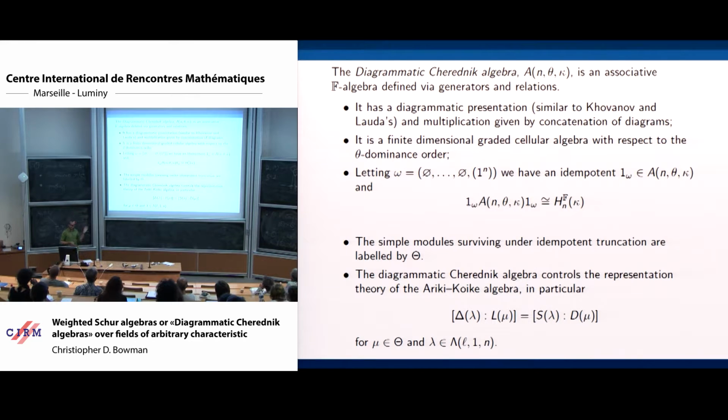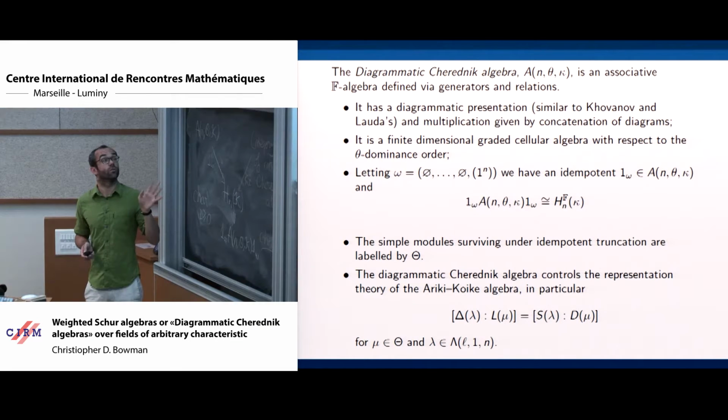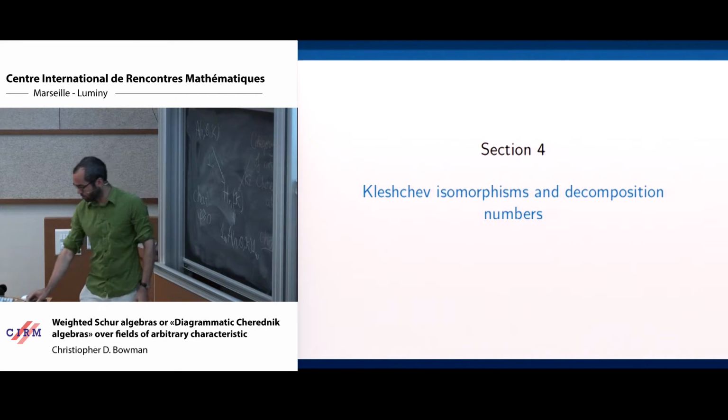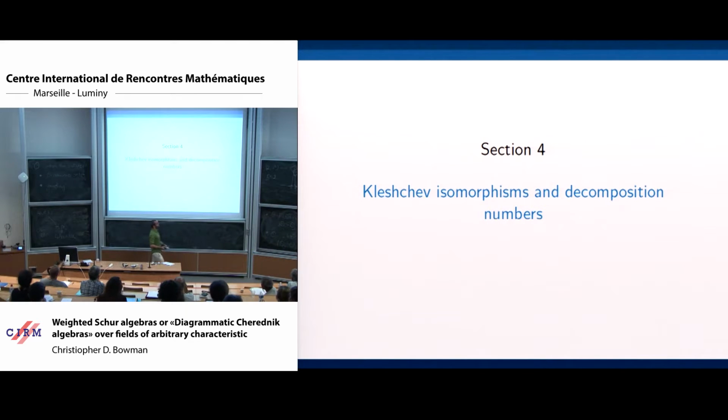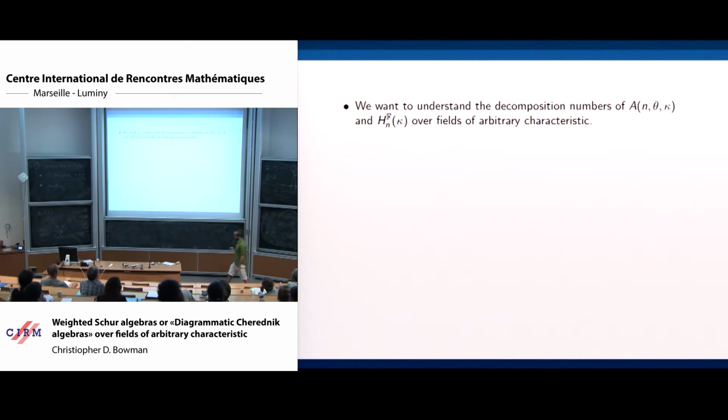Okay, so this is why I'm interested in these algebras, and now I'm going to spend the rest of the talk telling you about the kind of things you can prove using these very nice algebras. We want to understand the decomposition matrices of these algebras over fields of arbitrary characteristic, and one of the first results in this direction for the symmetric group, well, not first, but a really good result, which works over arbitrary fields, was due to Kleshchev, and this is about one-box decomposition numbers. So we want to understand Cherednik algebras over arbitrary fields, and hence understand the Ariki-Koike algebras.